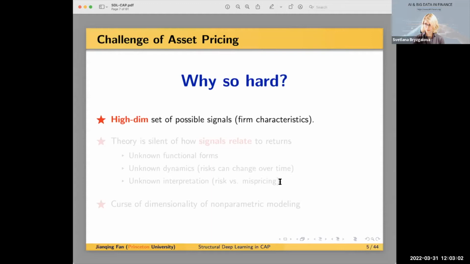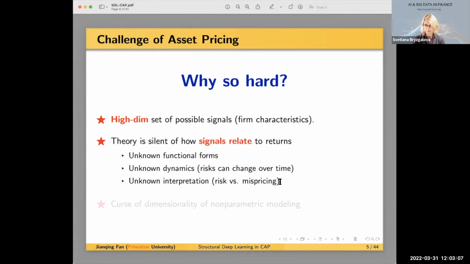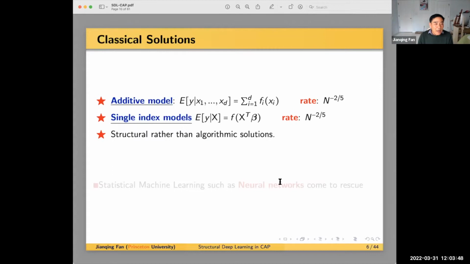The second one is that theory is relatively silent on how signals relate to the returns. In particular, we do not know that the signal must be related to returns in linear form, which sometimes makes things easy. And we even know that the dynamics, the risks, are changing over time. And also we do not know the contribution from each component. And when we use non-parametric modeling, not willing to assume a form, we usually incur the curse of dimensionality, both in implementation as well as in theory. So the classical solution is to impose some kind of form like an additive model or single index model. So these are structures that you impose at the beginning rather than algorithm-based.